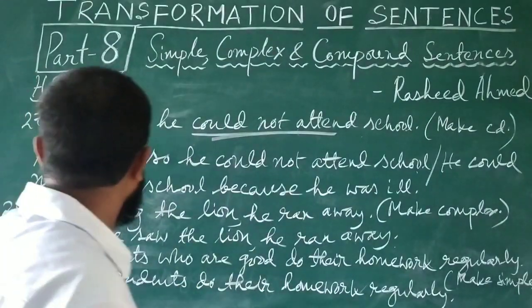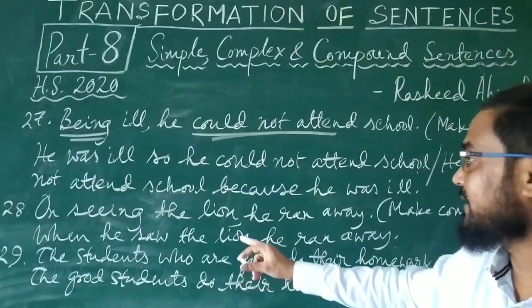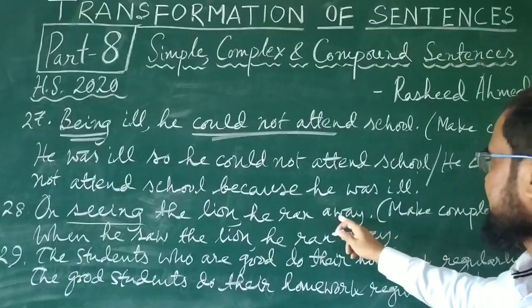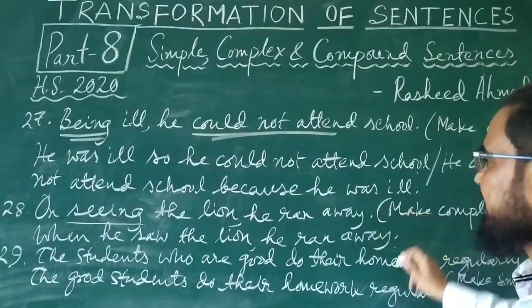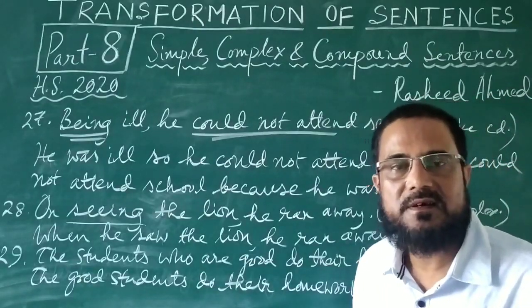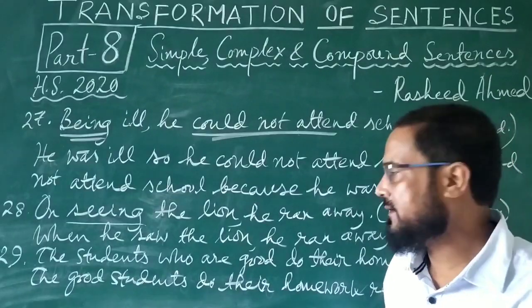Coming to the next one, number 28. On seeing the lion, he ran away. The seeing is non-finite. That is a simple sentence. The instruction is to make it complex. When he saw the lion, he ran away. That is the complex sentence. And the compound sentence will be he saw the lion and ran away.